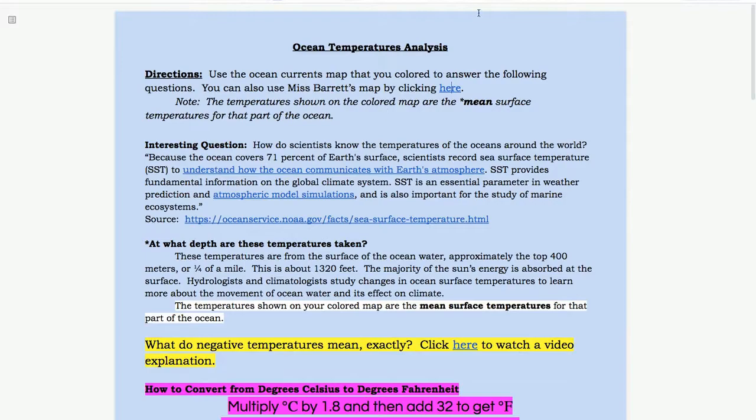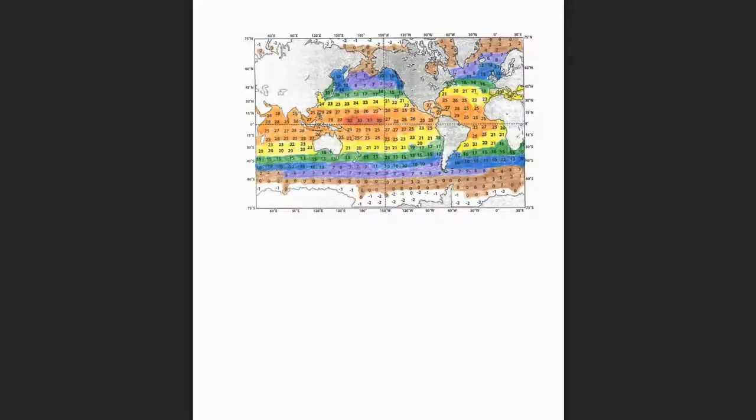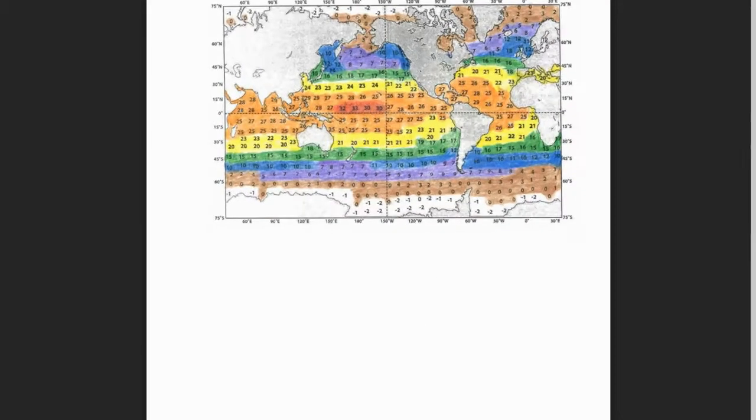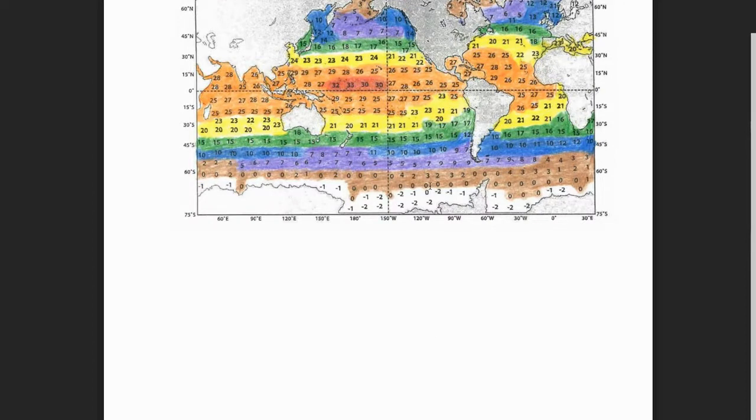You want to know that the temperatures shown in this map are the mean or average sea surface ocean temperatures. Also, you want to remember that all of these temperatures are in degrees Celsius. Scientists use degrees Celsius to take their measurements, while in the United States, when we're typically talking about the weather or giving a weather report, we use degrees Fahrenheit.